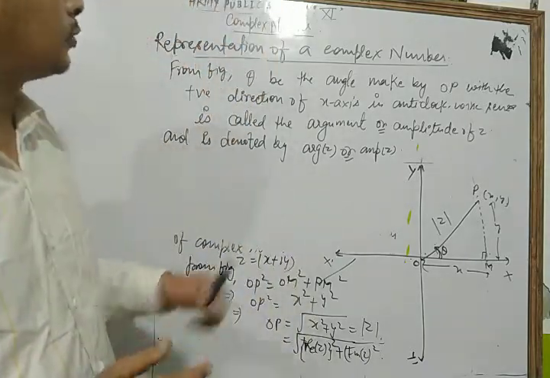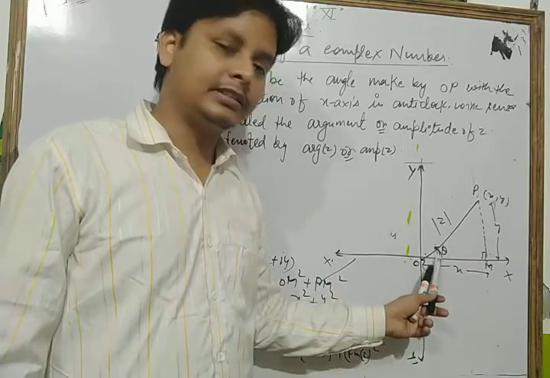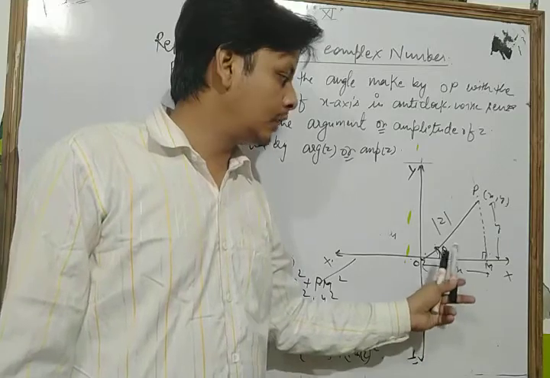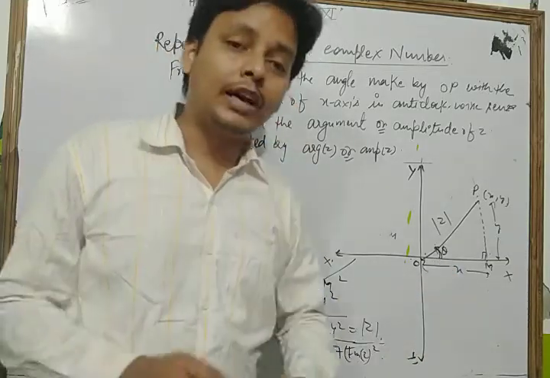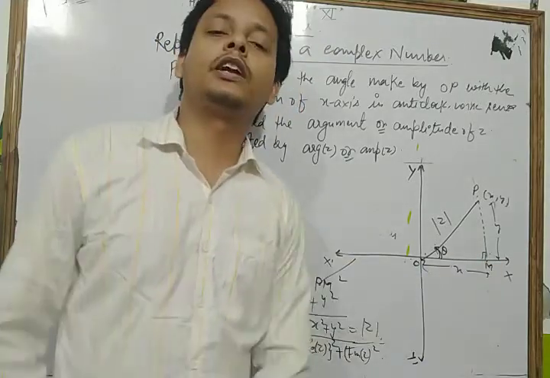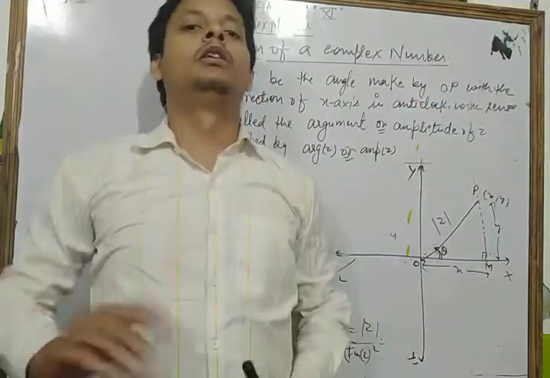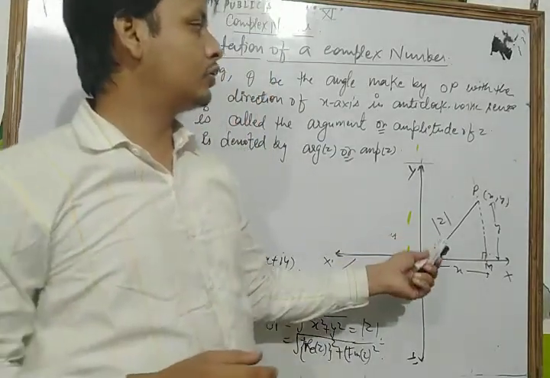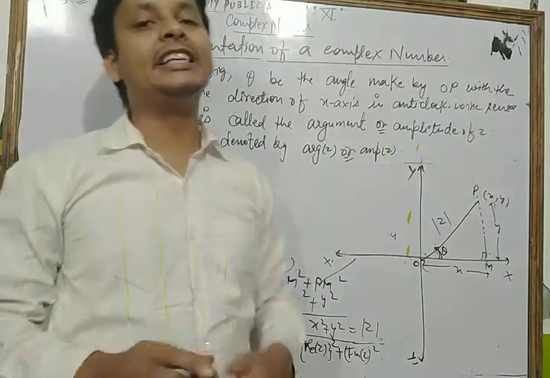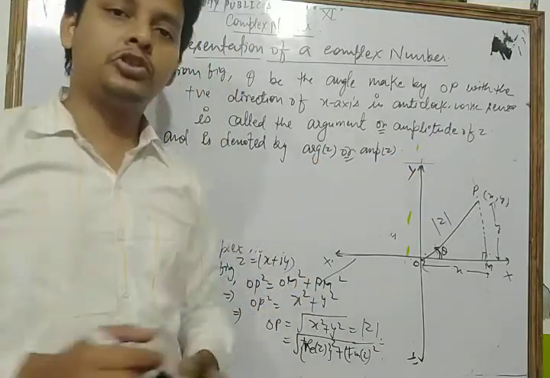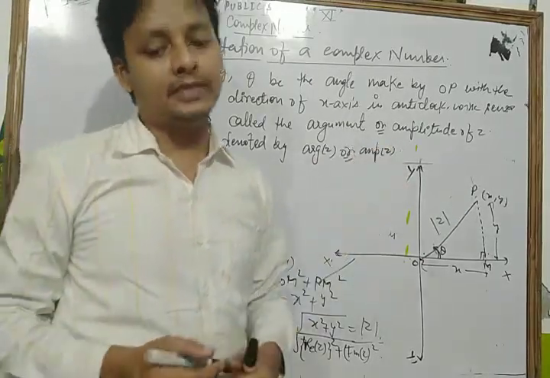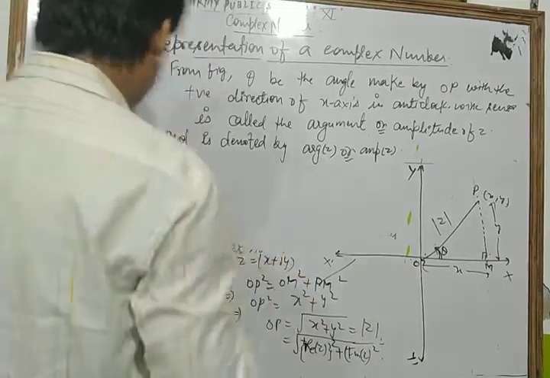Okay, let's see once more time. Let's see the figure here. Theta is the angle made by the line OP with the positive direction of the x axis in anti-clockwise sense, and it is known as the argument or amplitude of the complex number z. It is denoted by arg, meaning argument of z, or amp, meaning amplitude of z.